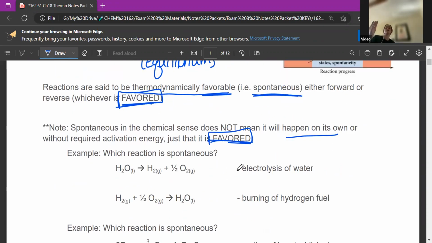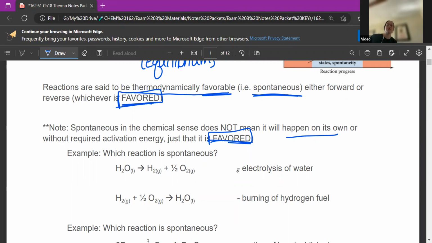So if a forward reaction is favored, then the reverse reaction is not going to be favored. So which of these two reactions, so this is the same reaction, it's just flipped. Which one is spontaneous? Is it spontaneous to break water into hydrogen and oxygen? Is that more favored, aka the electrolysis of water, breaking it up? Or is it favored for hydrogen and oxygen to come together to make water? This is essentially the burning of hydrogen fuel.